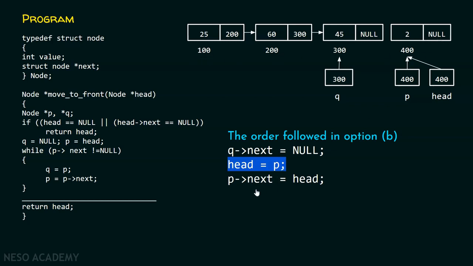If we try to use this line of code, that is P next equal to head, 400 will get stored. We know that head is now containing this address, that is 400. So this next part will get updated by 400. But this is wrong. Hence option B is straight away incorrect. So option D is the correct option.